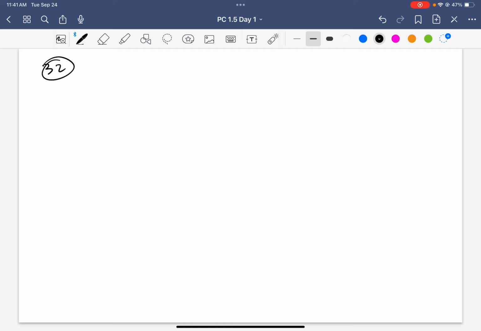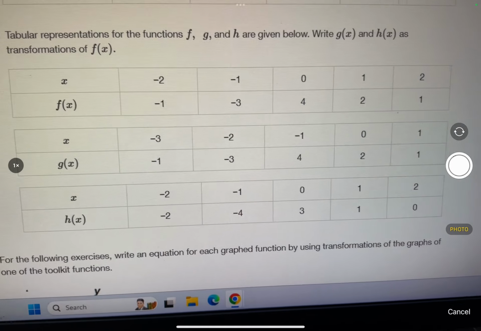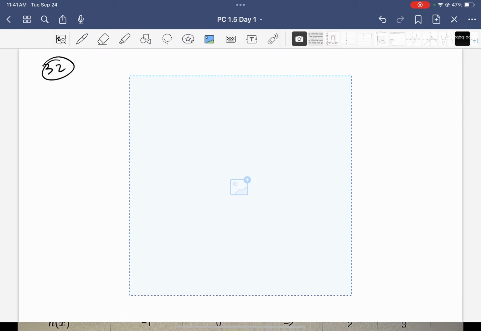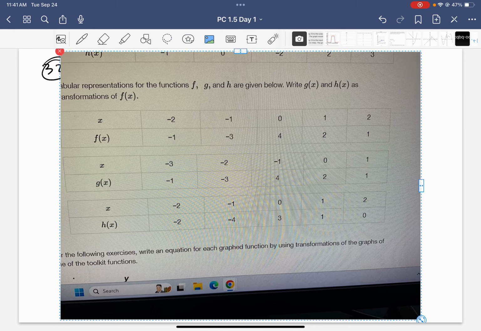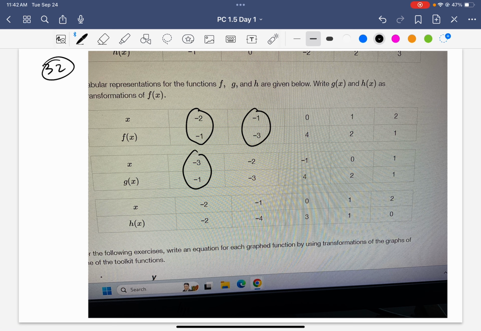32. 32, it wants to know if you have the following table, and I'll take a picture of it. So you have the following table. It wants to relate together f and g and h. So notice if we went from -2, -1 to -3, -1, and then -1, -3 to -2, -3, it looks like every time we are subtracting 1 from, let's think of it this way.